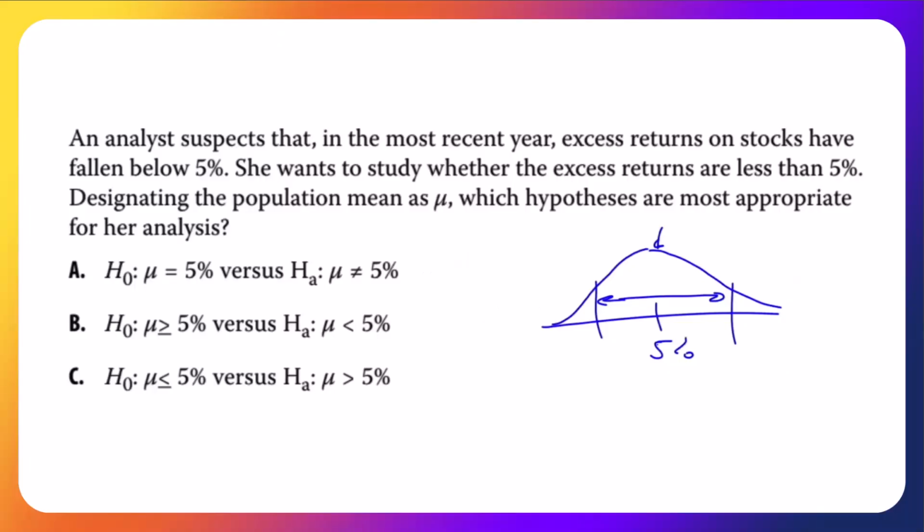So let's just change our distribution here. This is what we're concerned with: statistically, if we're far enough this way, below 5%, we are below 5%, which makes it a left-tail test. So the alternative must point in that direction. There it is right there. Your answer is B.